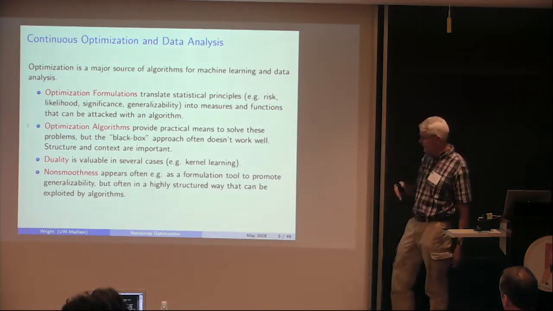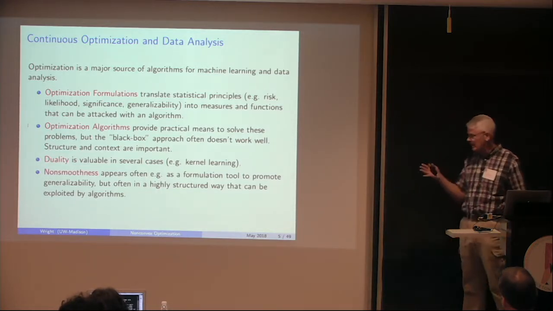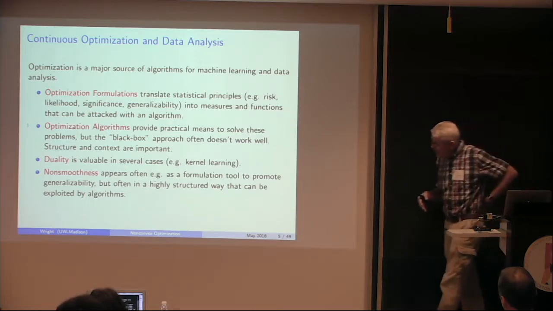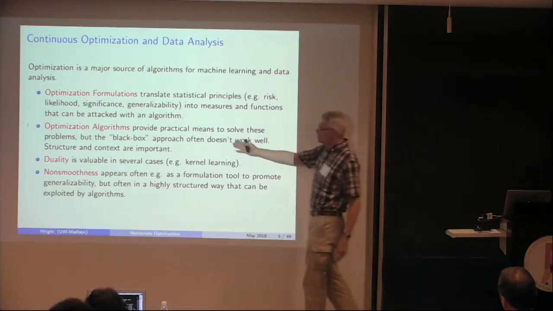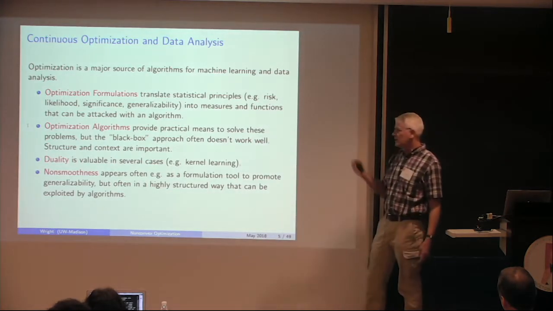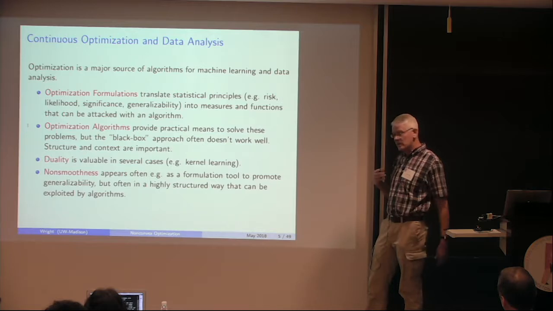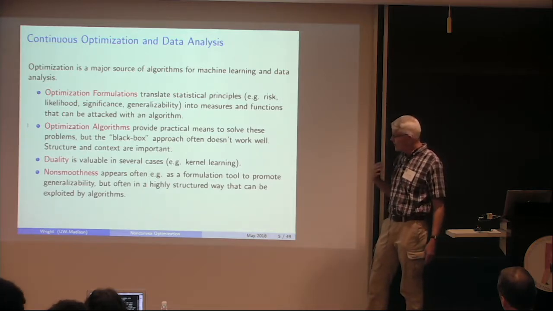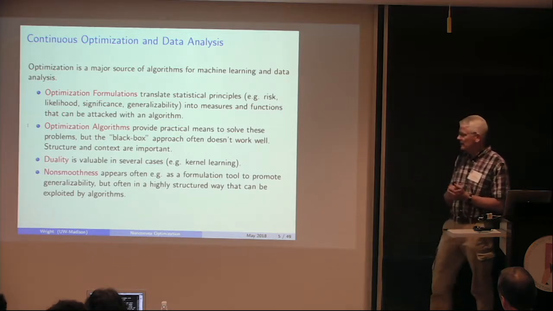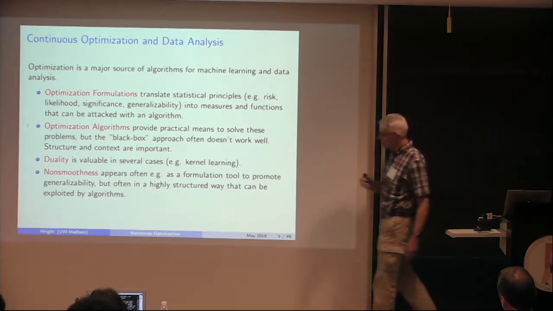There are a whole lot of algorithmic tools from optimization that have been developed over the last 50 years or so that turn out to be relevant. However, usually the context is important. You can't just take a black box piece of software that was written 20 or 25 years ago and blindly apply it. You have to be very careful about how you do that in order to exploit the structure and in order to respect the statistical context.